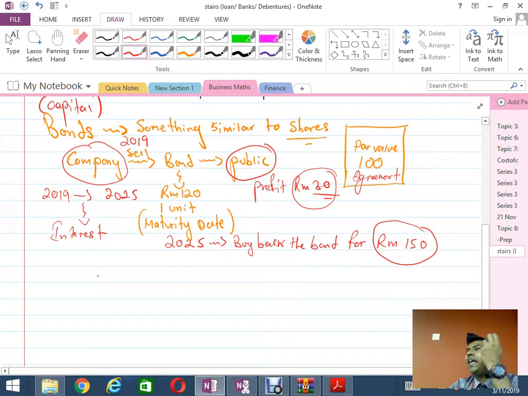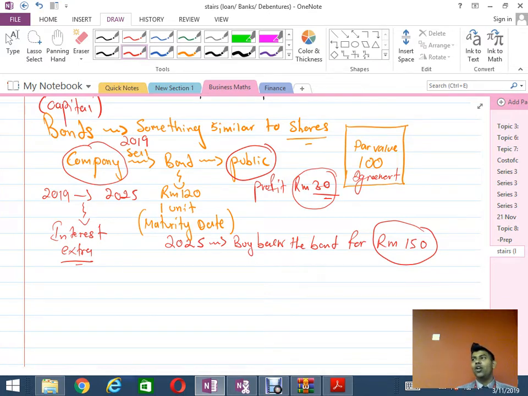But the interest is very what? Less. Because you already have the 30 ringgit ma. End of the day. Interest is just something like extra that you will get. Are we okay, guys? Clear? Is the interest compulsory or not? No, depends on the company agreement.